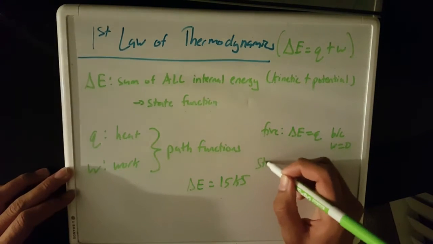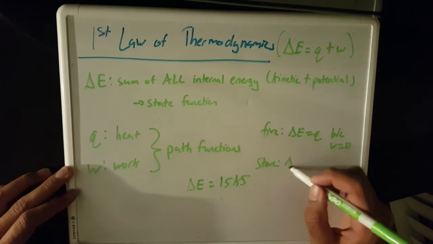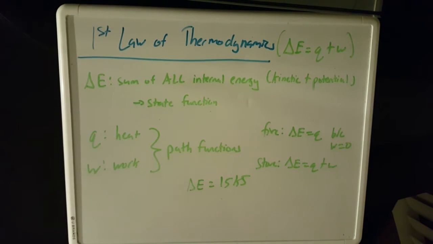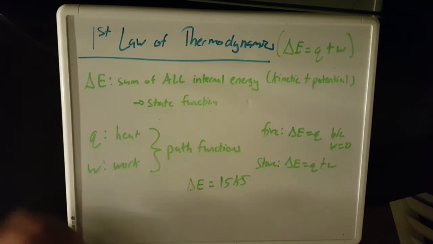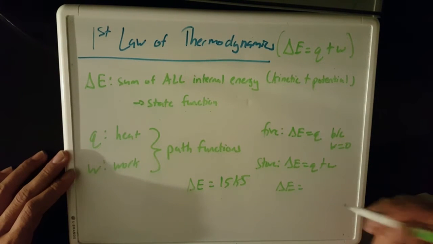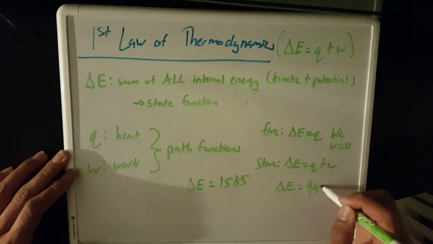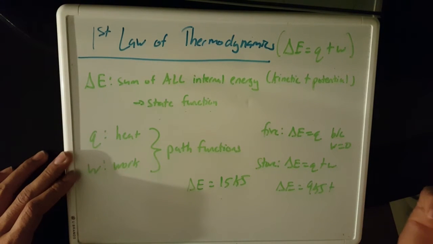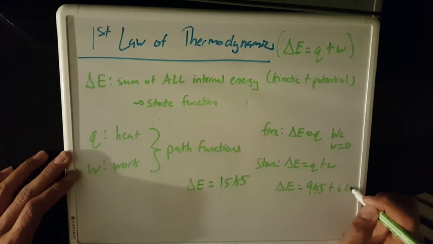So for a stove, we're going to have delta E being equal to Q and work because it's doing some work on something else. Let's say it's boiling water. So delta E is going to be, some of it's going to be released as heat. So let's say it's 9 kilojoules of heat, and some of it's going to be work, and that's going to be the rest of it. So that's going to be 6 kilojoules.